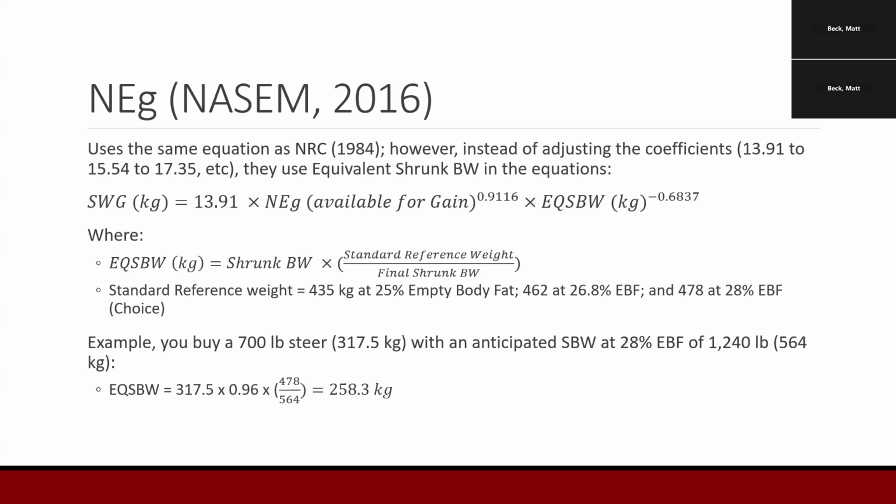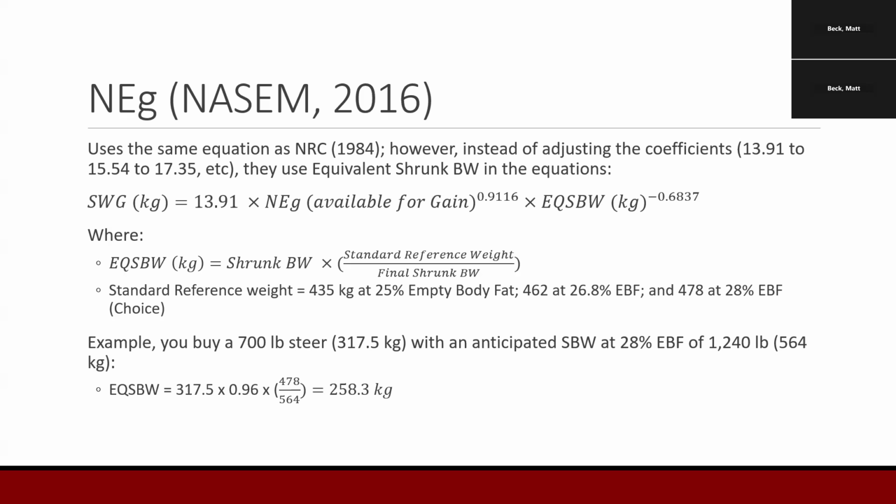For you undergrads, I will probably give you the equivalent shrunk body weight, but for graduate students, you'll need to calculate it and incorporate it into the equations. Okay. So here's an example. We buy a 700-pound steer that weighs, in kilograms, 317.5. The shrunk body weight at 28% empty body fat is anticipated to be 1,240 pounds, so 564.